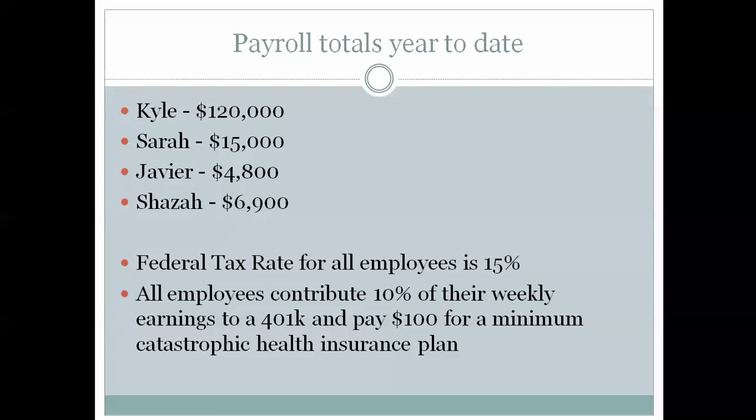We're also going to assume that each employee contributes 10% of their weekly earnings to a 401k, a retirement plan, and they also must pay a $100 minimum catastrophic health insurance plan premium, as is now mandated by the federal government through the Affordable Care Act, that all Americans, with few exceptions, must have a minimum level of health insurance.